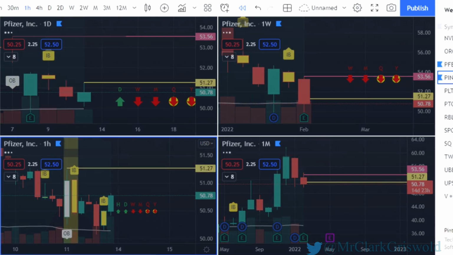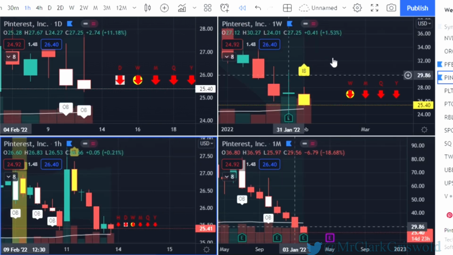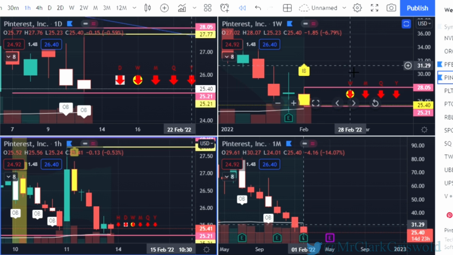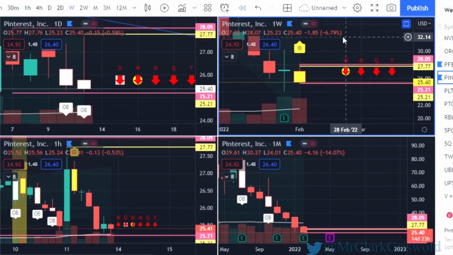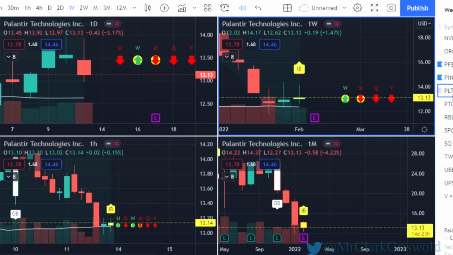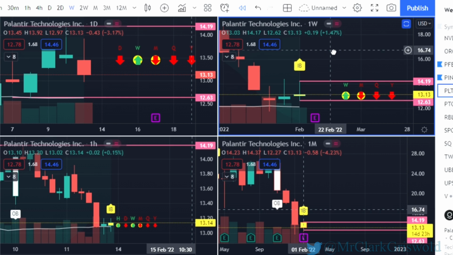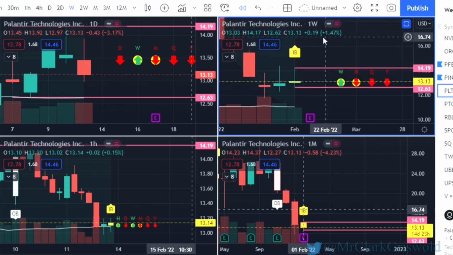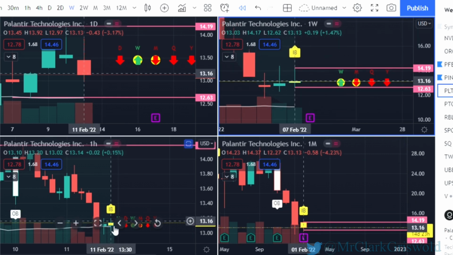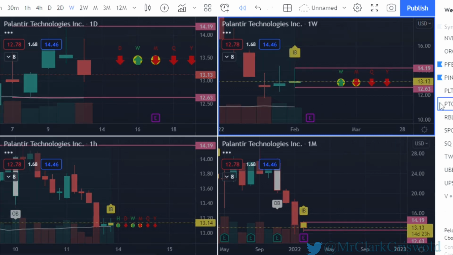Pins, again, it will also be on the daily plays as a double outside bar. But on the weekly, we have an inside bar. So calls would be at $28.05, puts at $25.21. Palantir, PLTR, inside bar, calls at $14.19, puts at $12.63. Okay, and an inside bar on the hourly, so watch Palantir. Inside bar on the monthly.